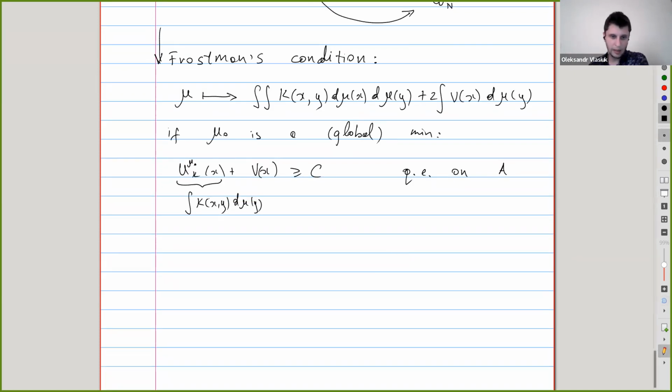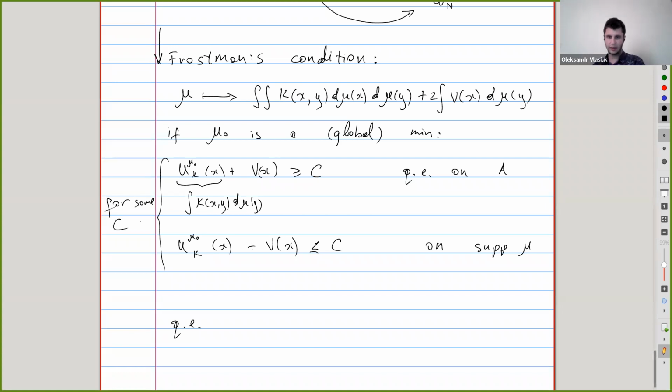And on the other hand, this same potential is at most the same constant everywhere on the support of mu. Right, and quasi everywhereness means, okay, so this holds for some, maybe I should say for some C. It's not terribly difficult to see right away that the C has to be the value of the minimum of our functional, right? So exactly the value of this functional on mu_0.